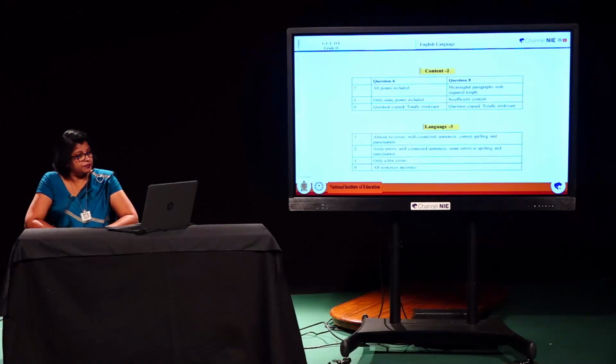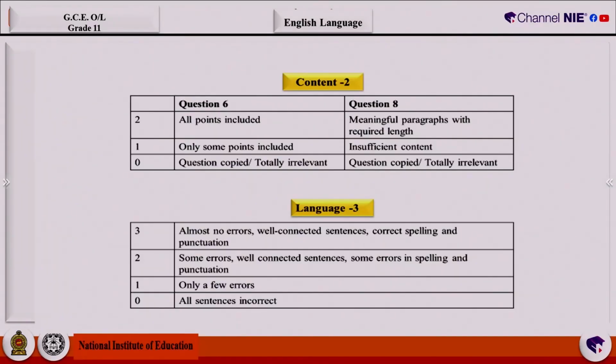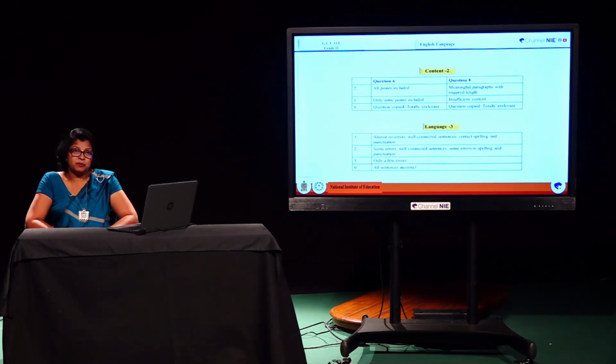Language, 3 marks. The full marks, 3 marks, will be given when there are no errors, when you have written well-connected sentences, correct spelling and punctuation. 2 marks will be given when there are some errors with well-connected sentences, and there can be some errors in spelling and punctuation. Only 1 mark will be offered when only a few errors appear in your answer. So, dear children, you have to be very careful with your language, with your spellings, capitalization and even punctuation.